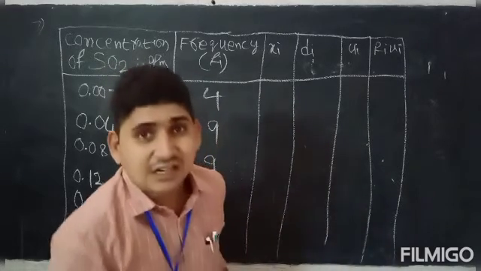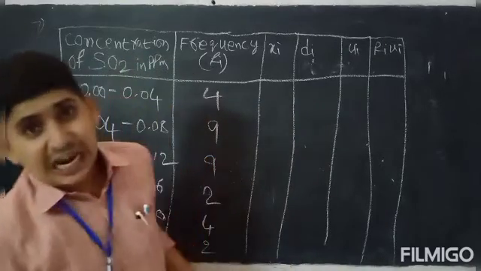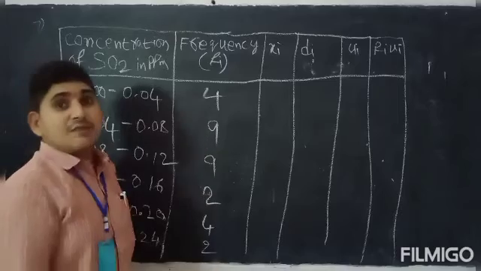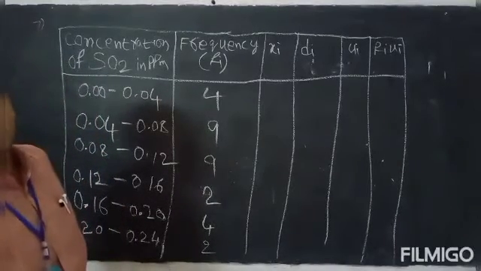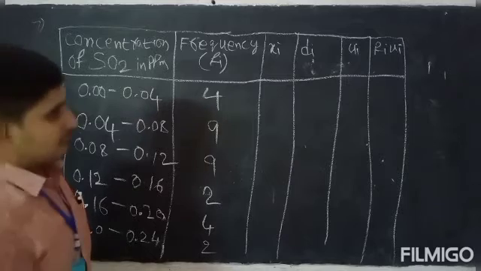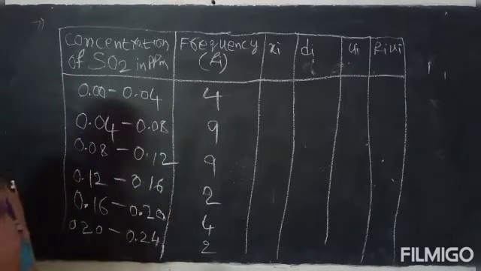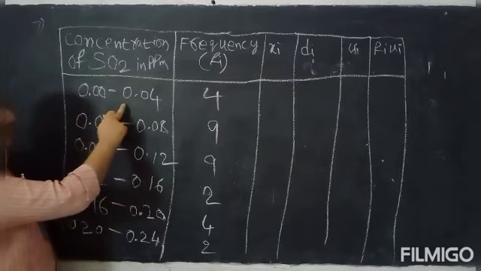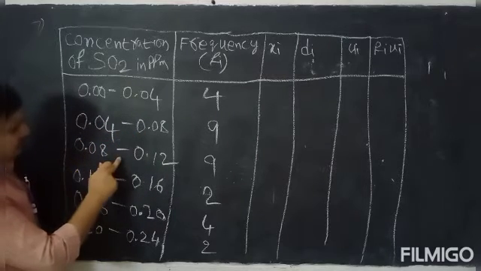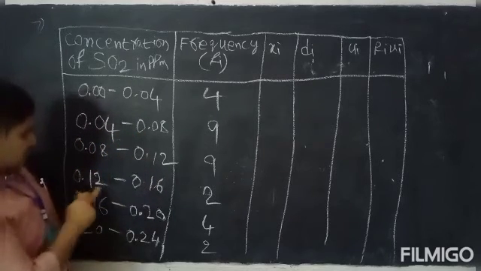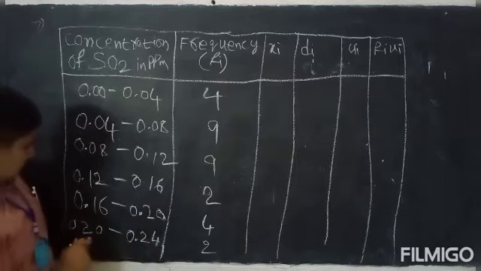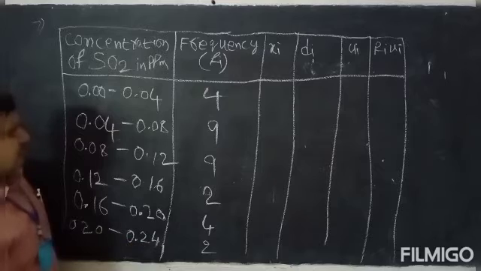We use the step deviation method. We are finding out the mean value of SO2 concentration in air by using the step deviation method. Now the data is 0.00 to 0.04, 0.04 to 0.08, 0.08 to 0.12, 0.12 to 0.16, 0.16 to 0.20, 0.20 to 0.24.